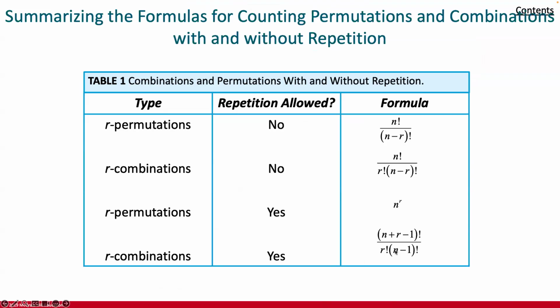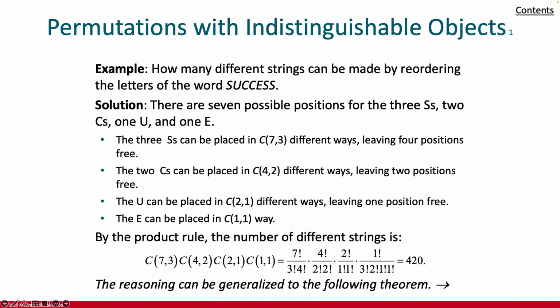Here is a useful table that summarizes the formulas for counting permutations and combinations with and without repetitions. If we allow repetitions, we have these equations, and if we don't, here are the modifications that we would use. Thus, this is what we want to take to the bank. This is what we want to remember as we go forward for these types of situations where there are repetitions.